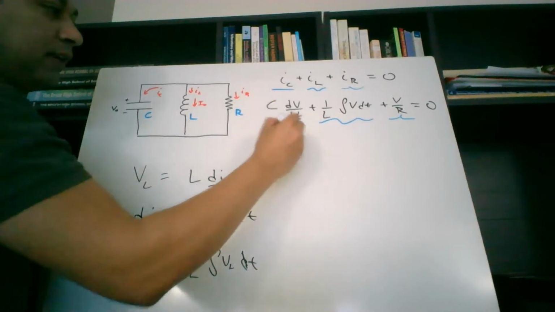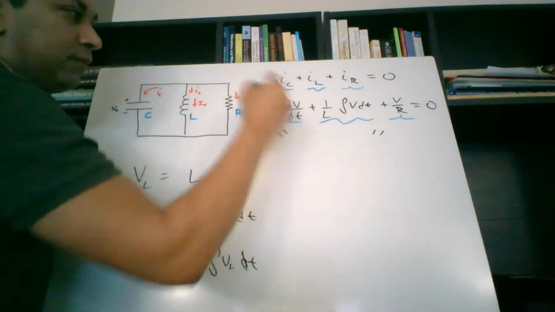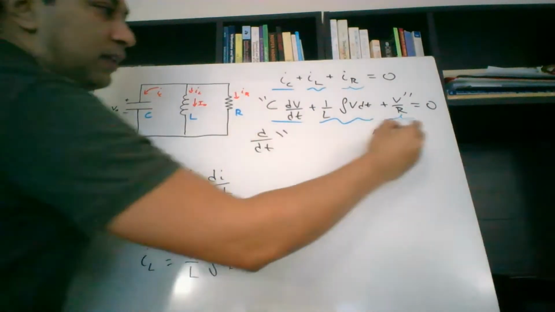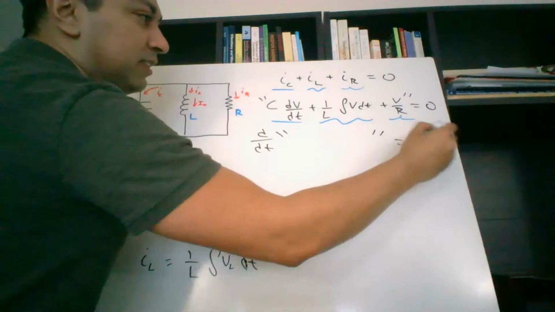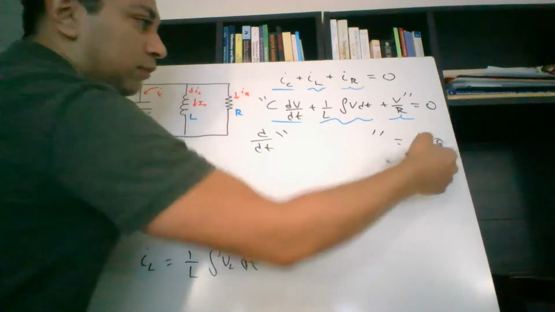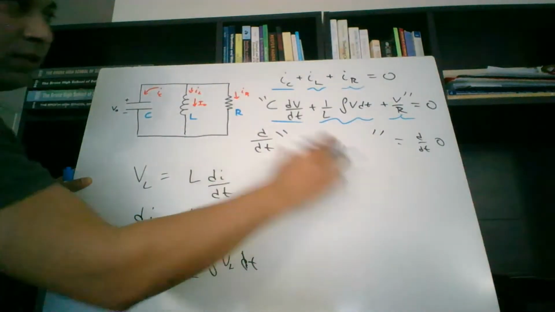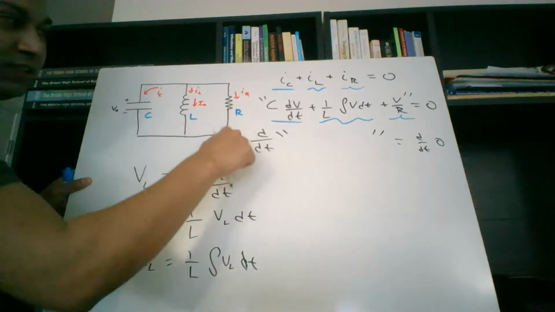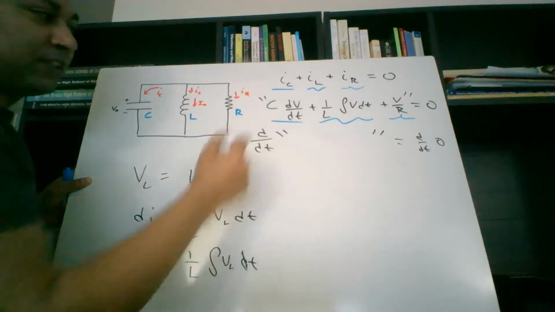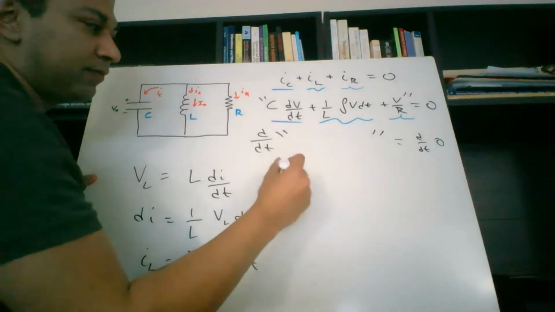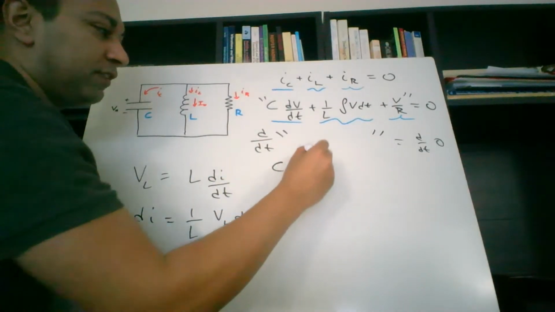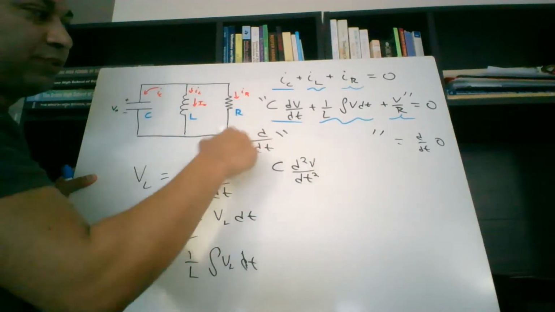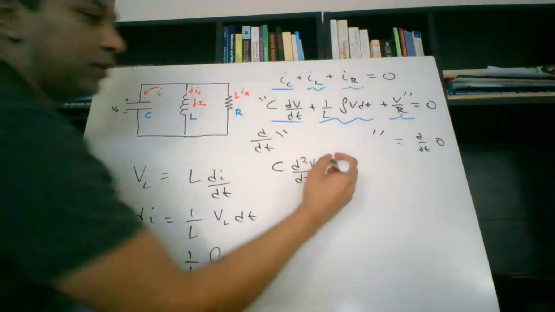So I'm going to multiply this side right here by d/dt, and I have to multiply 0 by d/dt, which is just going to be 0. Okay, so when you take the derivative of all of this, d/dt of this will become the second derivative. You get C d squared v over dt squared. That's when you distribute the d/dt into here.